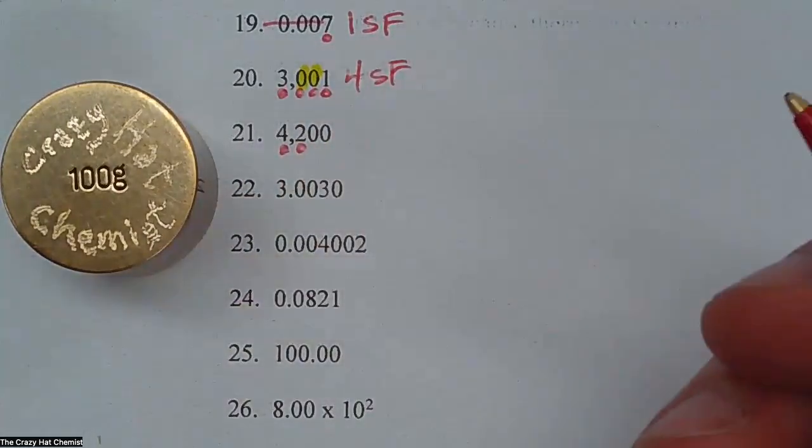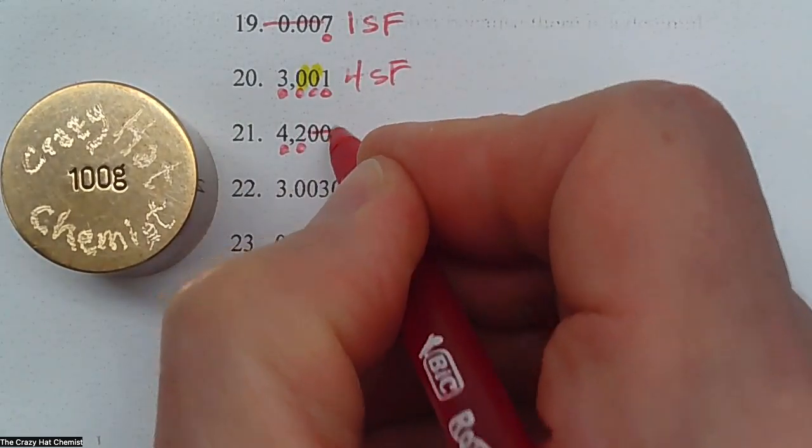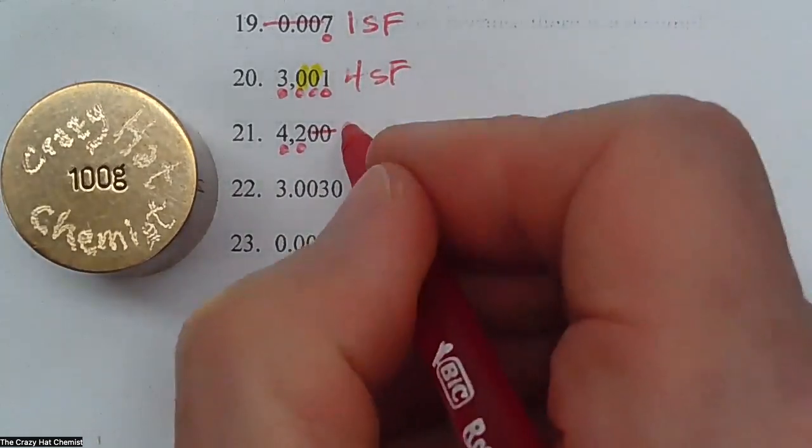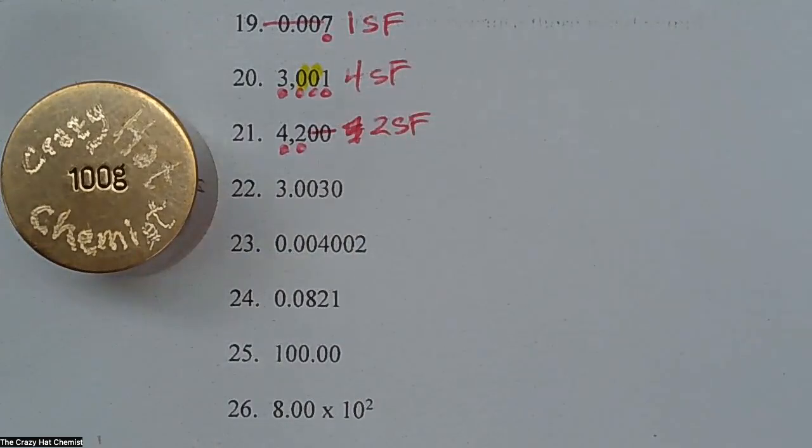Non-zero integers of 4 and 2 count. And then these are trailing zeros. They do not count because there is no decimal in the number. So this has 2 significant figures.